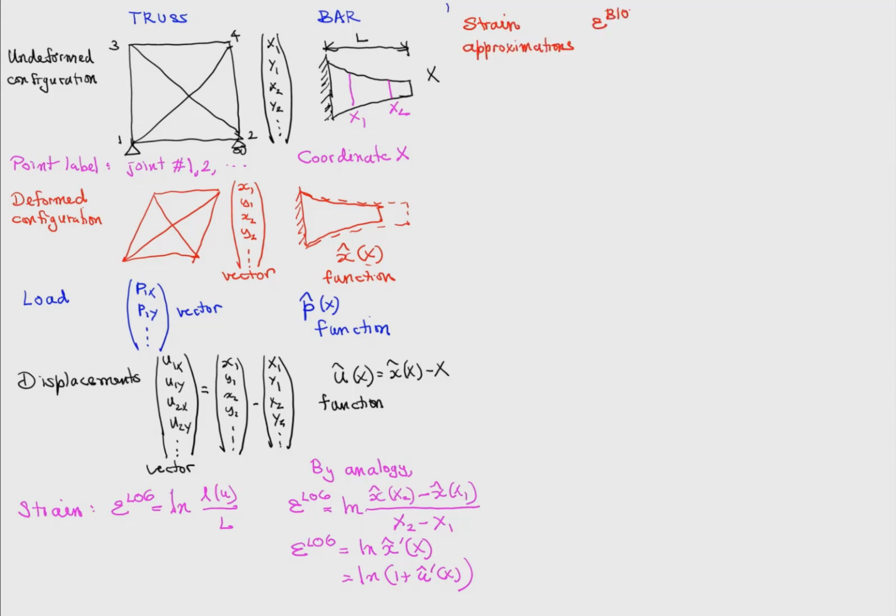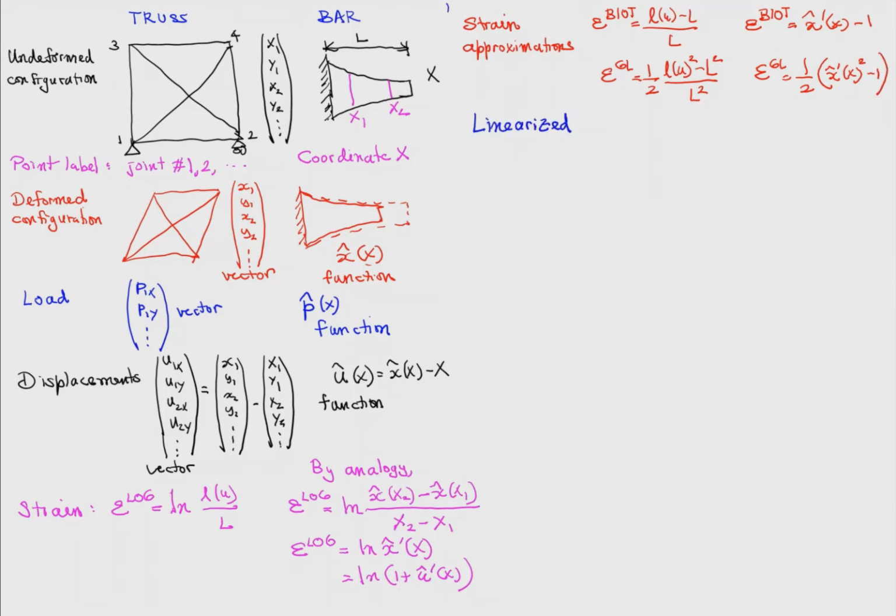Just as we came up with strain approximations epsilon BO and epsilon G and Green-Lagrange for the truss, we can similarly define strain approximations for the bar like this. Finally, for the truss, we developed a linearized strain. And for the bar, that linearized strain is simply u hat prime of x.